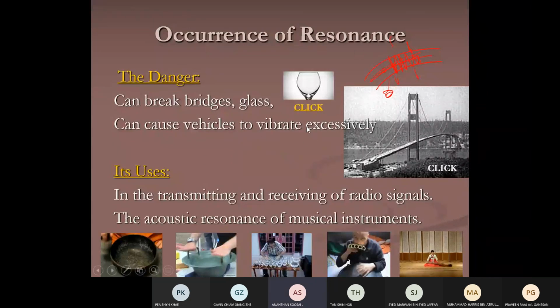So it's dangerous. Resonance is sometimes dangerous. It damages the structure. And uses, of course, telecommunication. In all musical instruments, the sound produced is actually resonance. Okay, so that's the use of resonance.